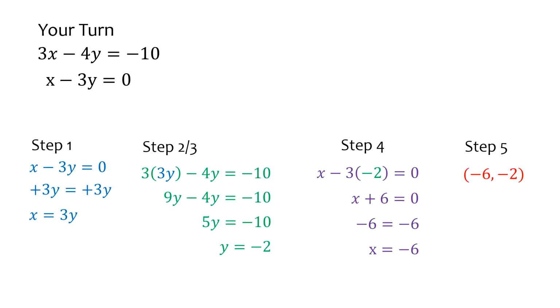We plug negative 2 back into either of the equations. I picked the second one again because it's going to be a point once I multiply through. I'm going to have x plus something equal to 0.